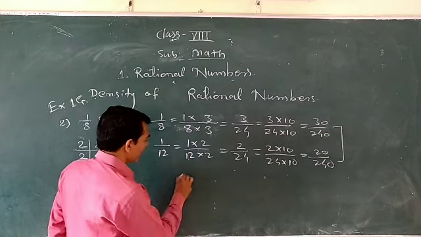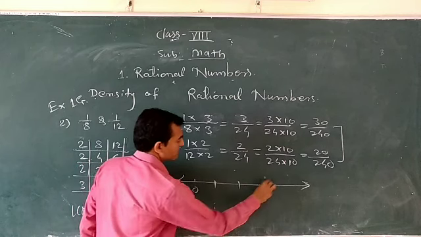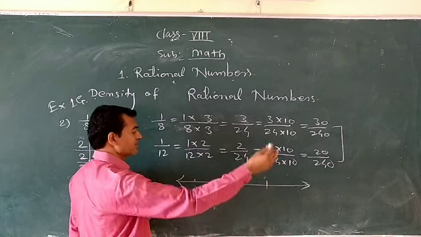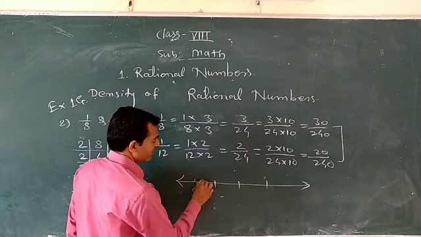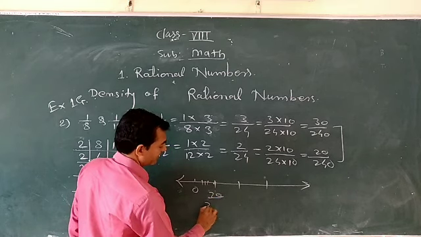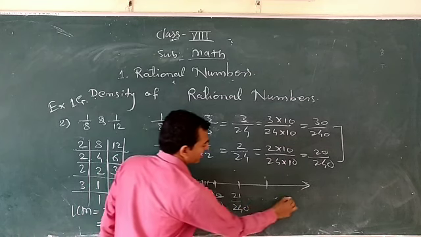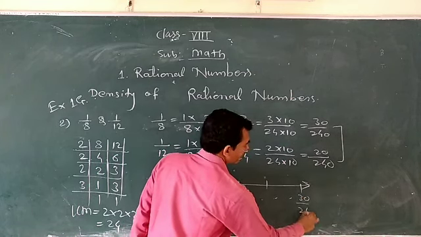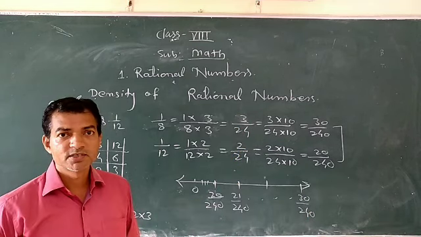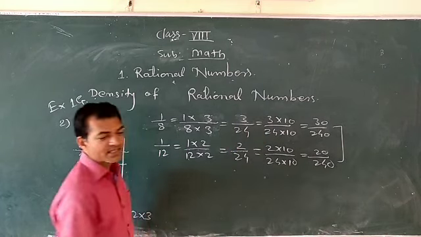Now if you draw the number line, see here. Suppose you write here 0, 1, 2, 3, so we get the bigger numbers. Suppose here that is 20 by 240, okay, here 21 by 240. Like this you can get up to 30 by 240. Okay, so many numbers you can get between these two numbers. Okay, so the numbers which numbers are there?